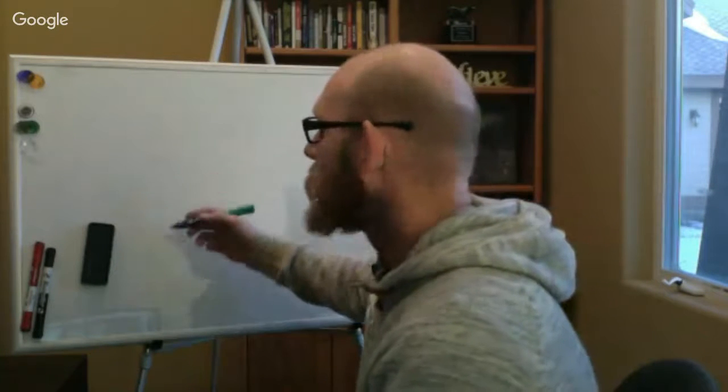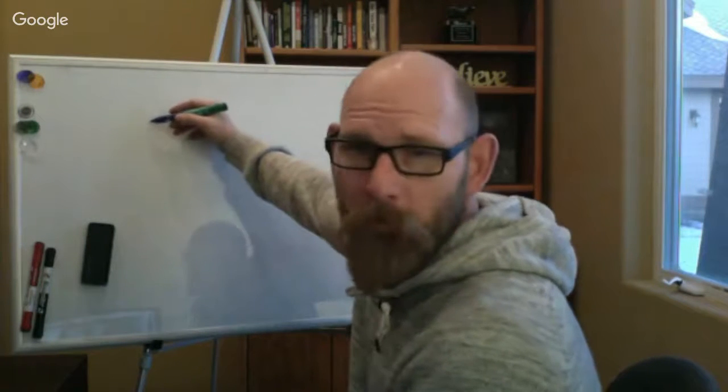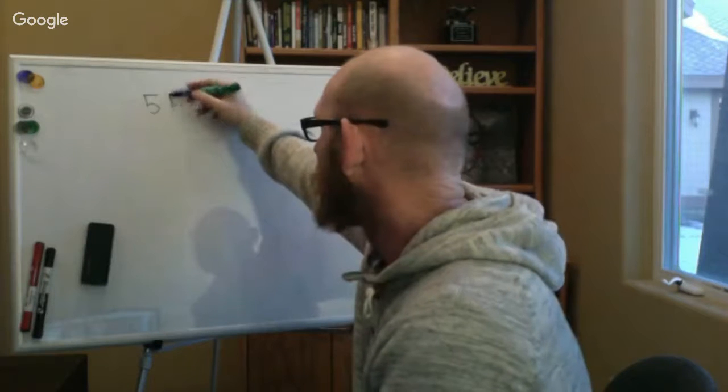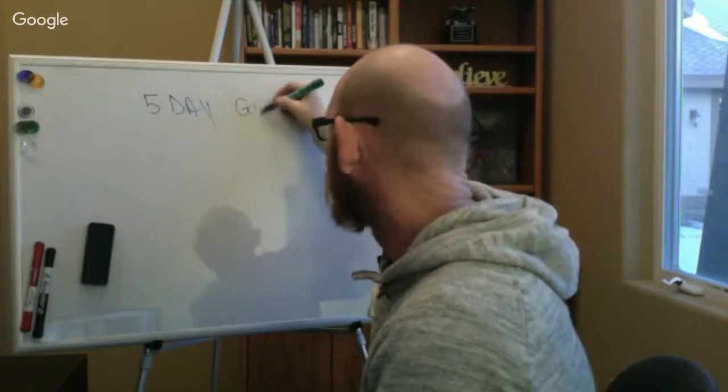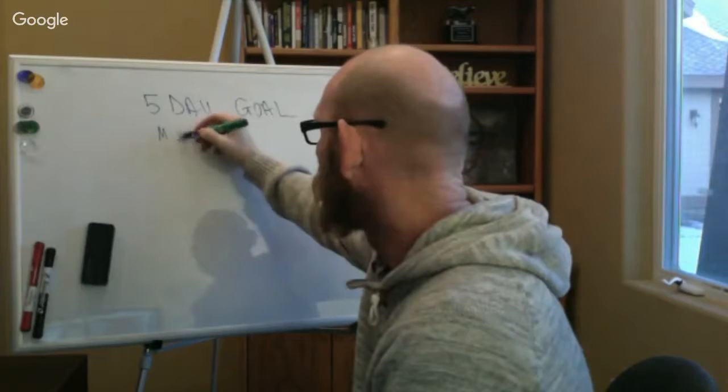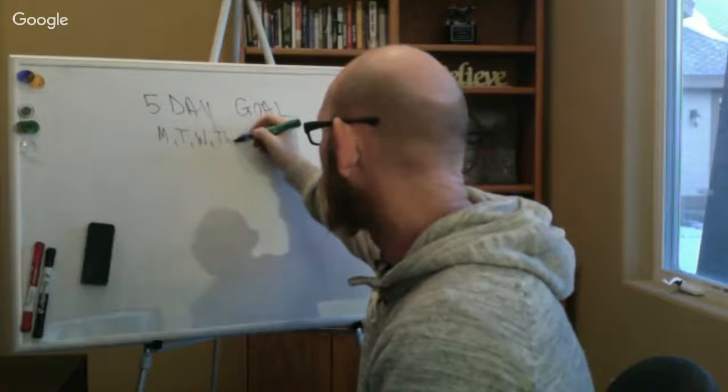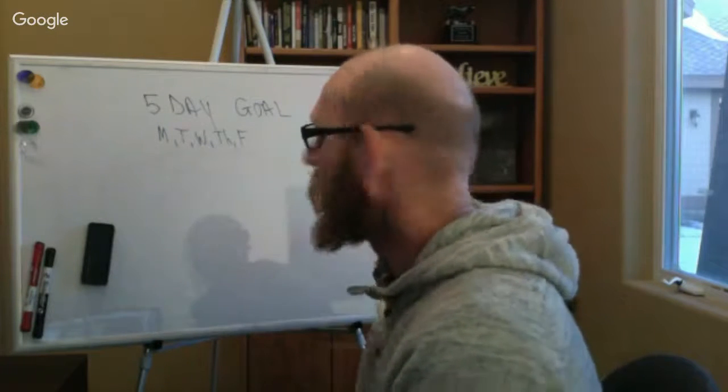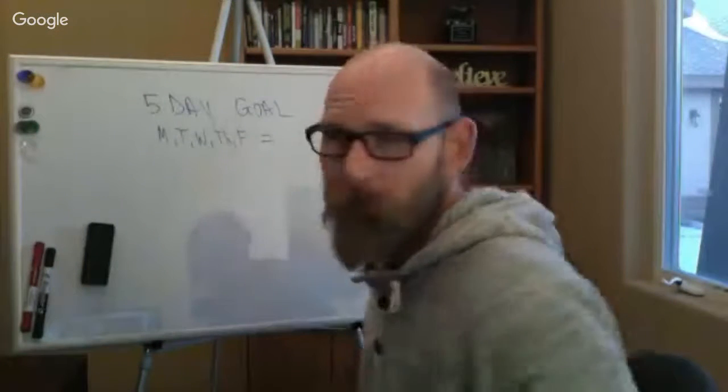The way we're going to make goal setting simple is we're simply going to look at what's a goal for this week. For our purposes, we're going to use Monday through Friday as our reference point. So we have 5 days. This is a 5-day goal, because we have Monday, Tuesday, Wednesday, Thursday, and Friday. We're not counting Saturday and Sunday. We're going to break this down really simply.